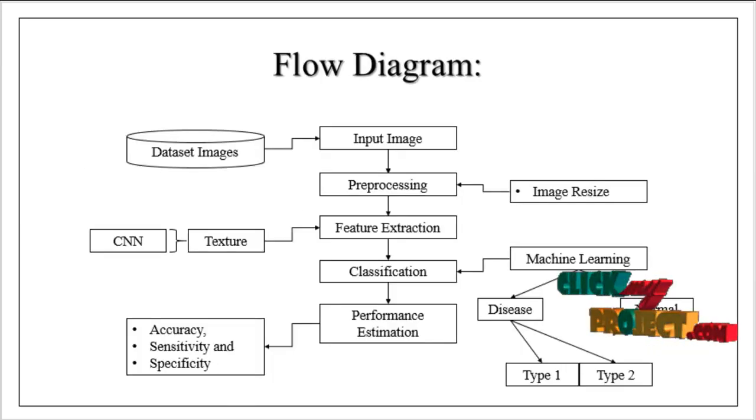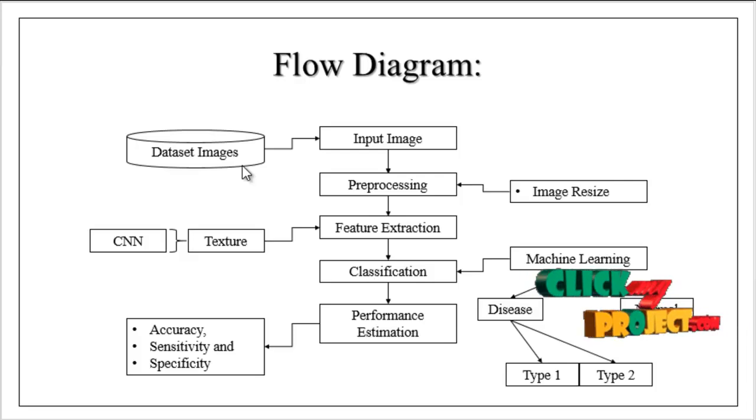Now we are going to discuss the flow diagram of the process. This is the overall working flow of this project. This project consists of the following steps: input image, pre-processing, feature extraction, classification, and finally performance estimation. These are the 5 modules presented in this project. At first, the input image is taken from the dataset images. The dataset consists of lots and lots of images having several kinds of skin cancerous portions.